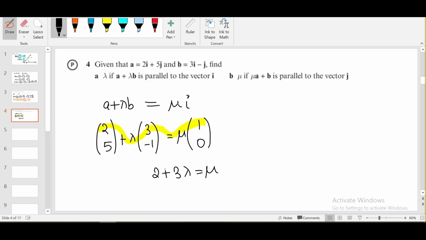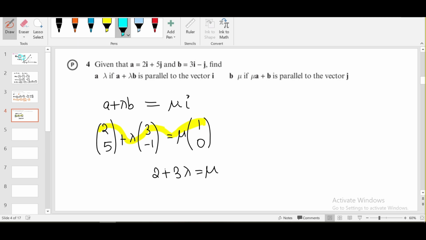So how do you know that it's 0? Because you see only I here, it's supposed to be I and J, right? The J is missing, that means it's 0. If it's only J, the I is 0. That's the next question actually. You understand how I frame this equation?